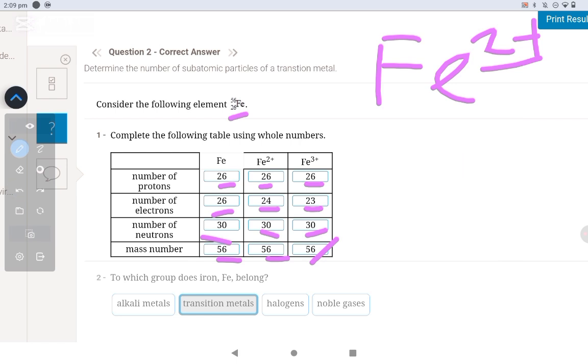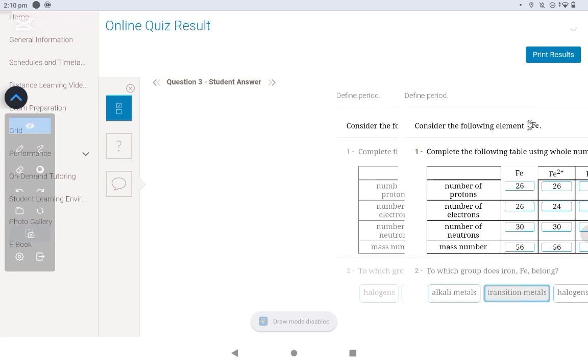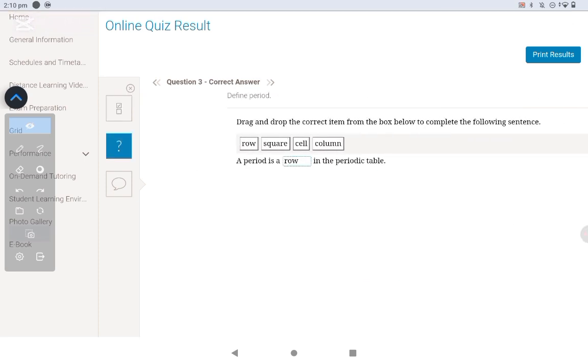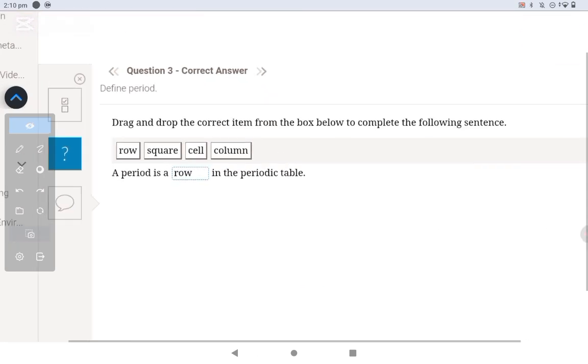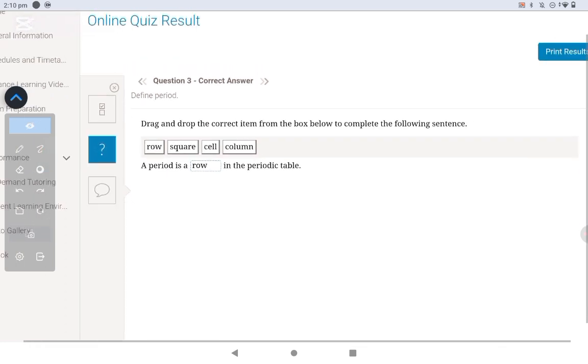To which group does iron, Fe, belong? For this one, always make sure you have a periodic table in the exam. Just check in the periodic table where iron, Fe, is, and we'll get into the details of the periodic table soon. A period is a row in the periodic table. Like I said before, period is a row, group is a column.